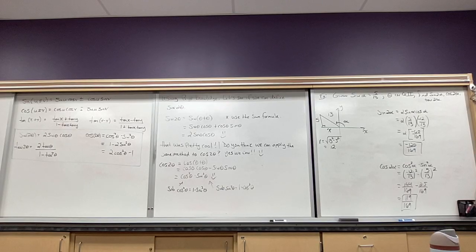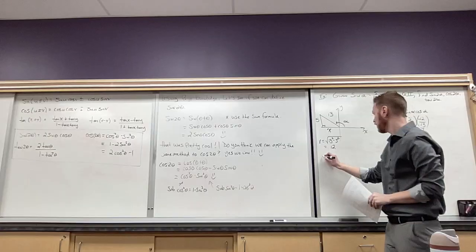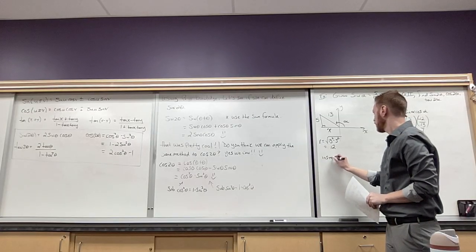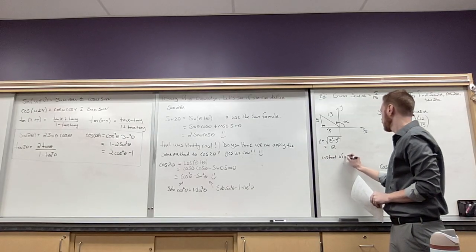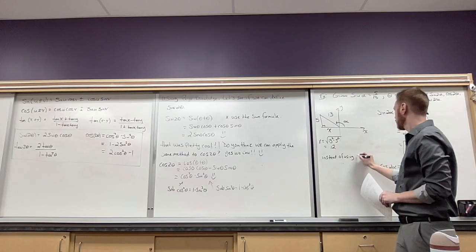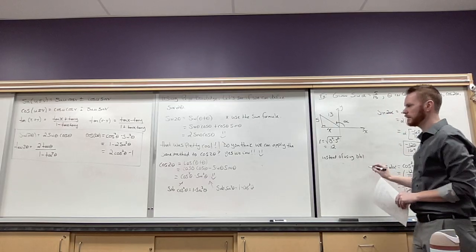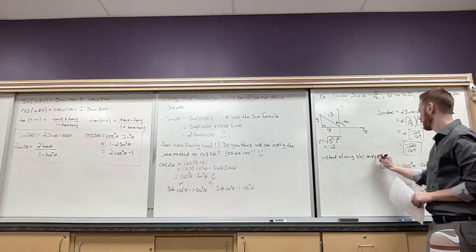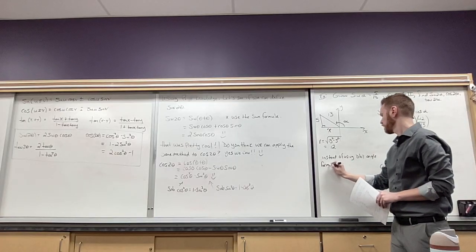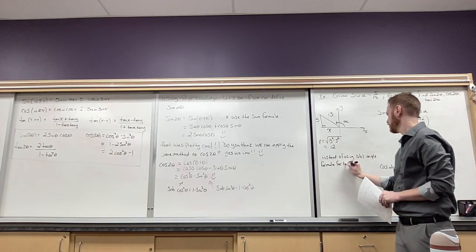Okay. Now we got tangent to go. Now here's the deal with tangent. So look at the formula over there. I can use that, or I can shortcut it. Tangent is the same thing as sine over cosine, right? So why don't we just use that? So I'm going to put here, instead of using, I'll put double as DBL, double angle formula for tangent.